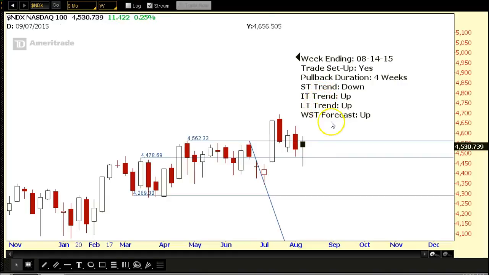They're up. Okay, and our forecast right now, for the short term anyway, is up, based on what the chart is telling us.